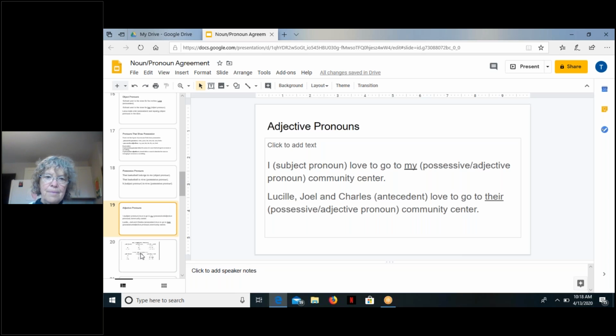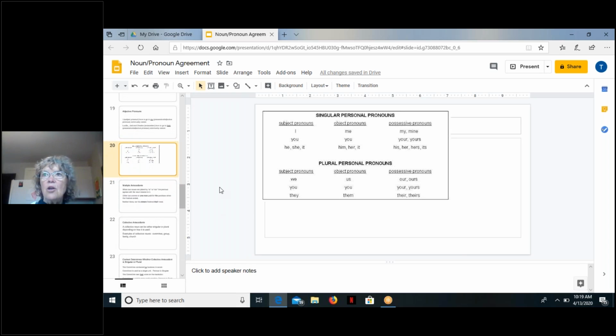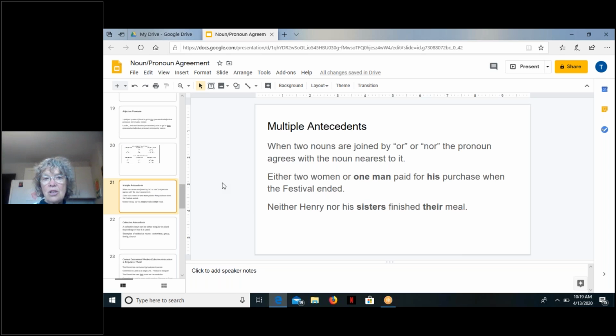I put in here a little chart that you may refer back to that organizes those subject pronouns, object pronouns, and possessive pronouns according to whether they're used as singular or plural. And that may be useful as you're becoming more and more familiar with the agreement that is needed to make your writing more clear. Now, we also have multiple antecedents, and I'm just going to give you a little side rule, but it's an important rule because often we have multiple antecedents.